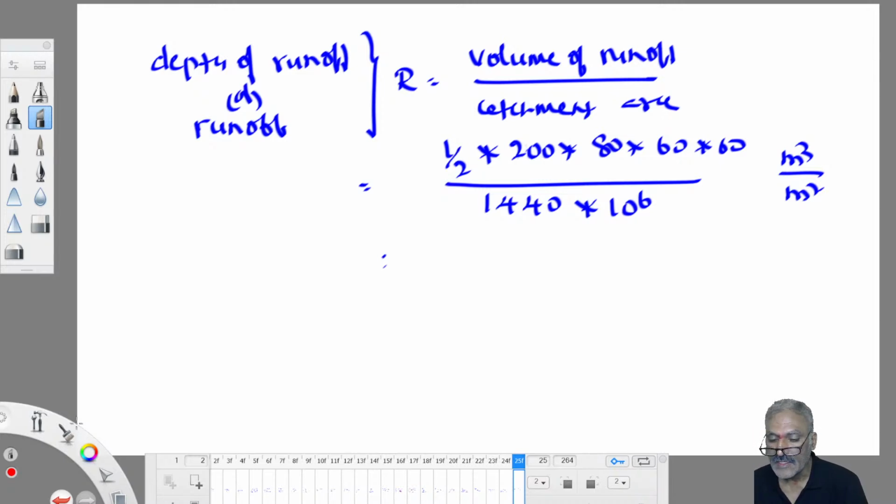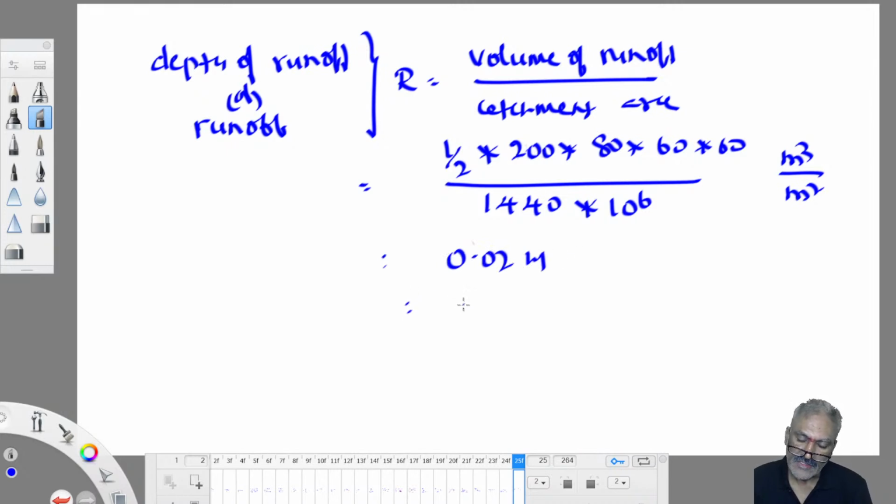allowed in the exam. 100 into 80 into, I am using the calculator, 60 into 60 by 1440 into 10 power 6. So it is 0.02 meters. I got 0.02 meters, but the answer is given in which unit system? Centimeters.